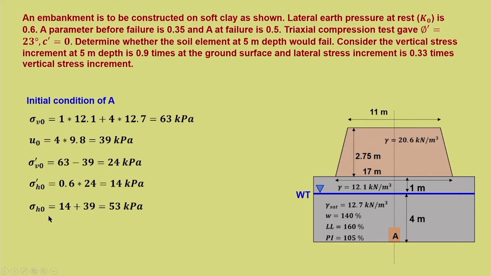So, sigma H naught is equal to 14 plus 39, that is the total horizontal stress, which is equal to 53 kilopascal.